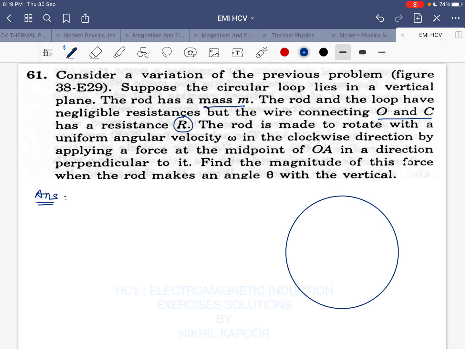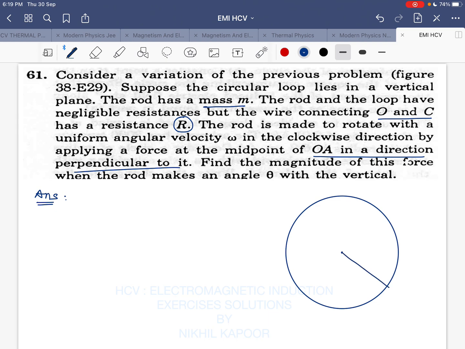The rod is made to rotate with uniform angular speed omega. So the rod is rotating in the clockwise direction, by applying force at the midpoint of OA in a direction perpendicular to it. Find the magnitude of this force when the rod is at an angle theta.